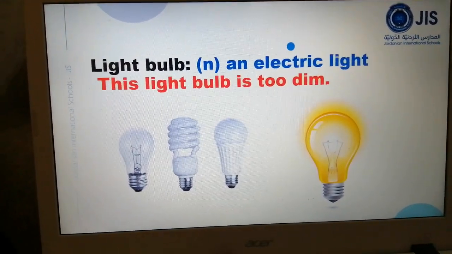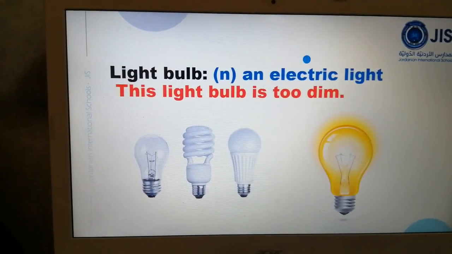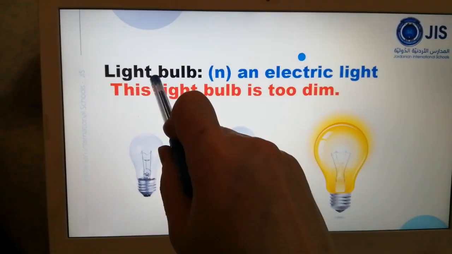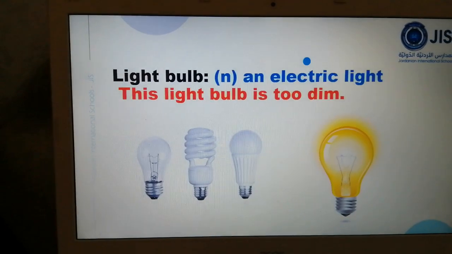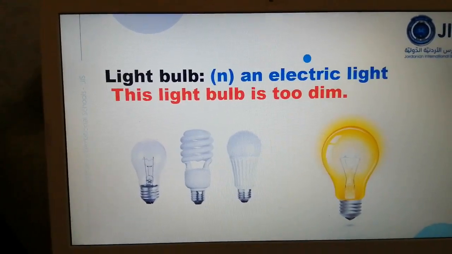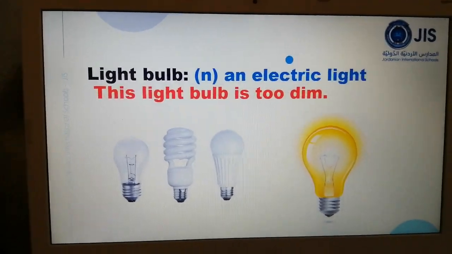Light bulb. Light with bulb together makes a compound word. It's an open compound word because there's a space between the words. We can't write it closed. We can't write it with a hyphen. It's written like this: open compound word, light bulb.